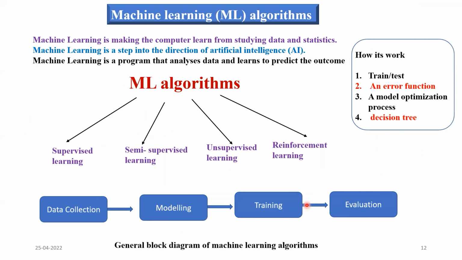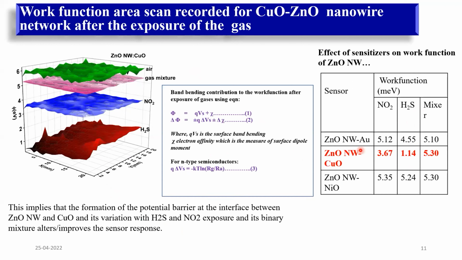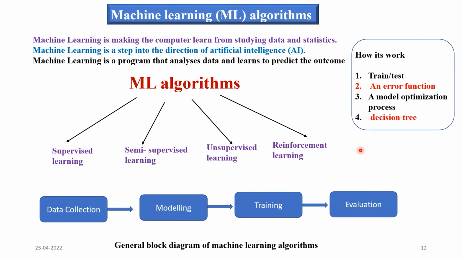So now, from our experiment, we have taken different inputs like work function, electron affinity, band bending, and sensor response as the input variables for the machine learning models. Actually, what does machine learning mean? By definition, machine learning is making the computer learn from studying data and statistics. Machine learning is a step in the direction of artificial intelligence. Machine learning is a program that analyzes data and learns to predict the outcome. There are different types of machine learning algorithms, namely supervised learning, semi-supervised learning, unsupervised learning, reinforcement learning, etc.